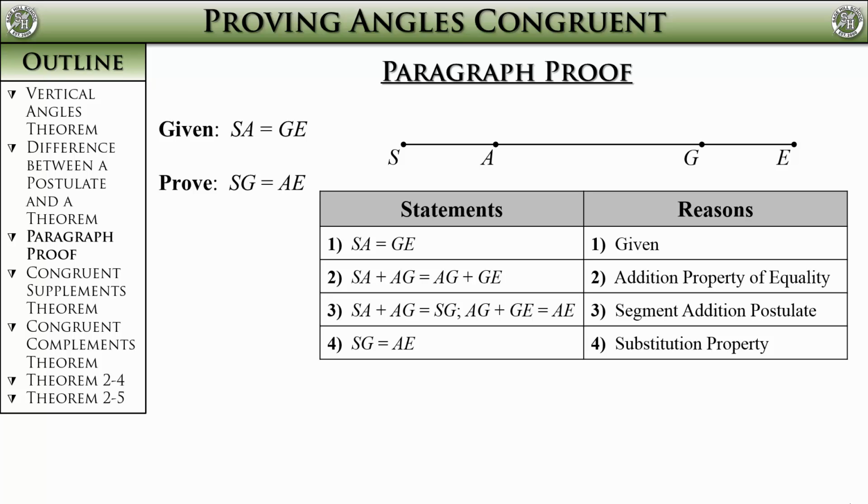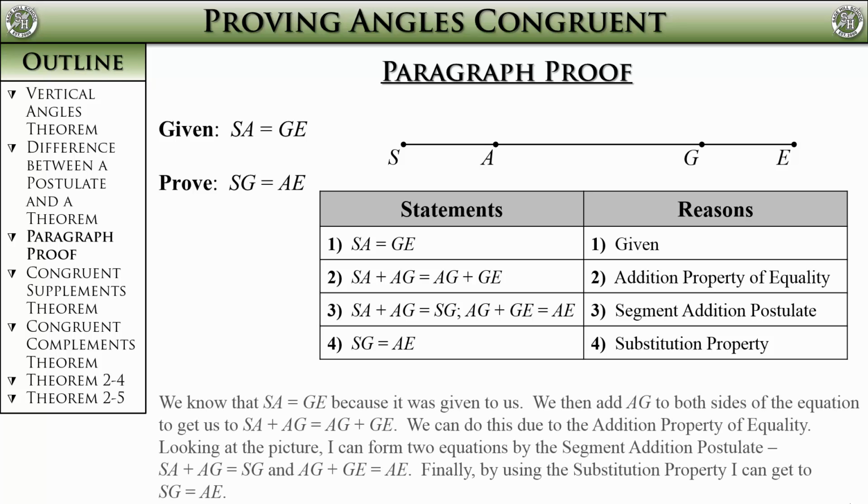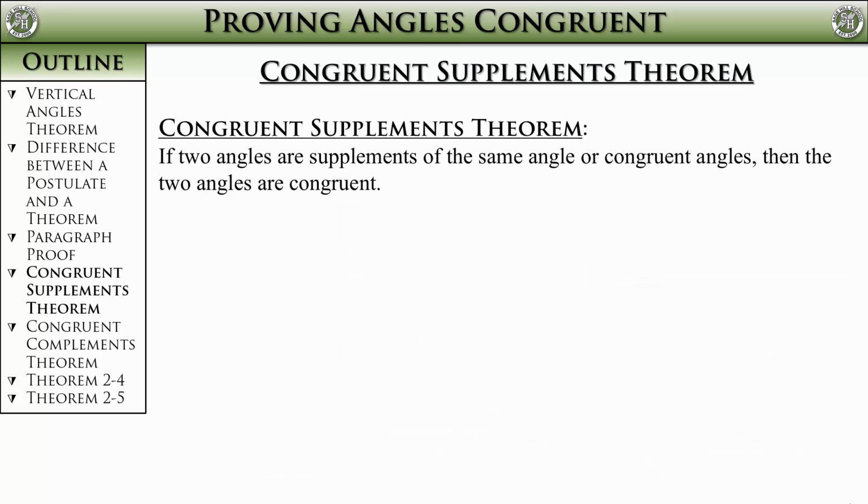Paragraph proofs are generally more common on shorter proofs. In any case, here is the equivalent paragraph proof. You can pause here and read over it if you want. We will do a couple of paragraph proofs this year, but most of the proofs that we will do will be two-column proofs. The basic idea is to talk through your proof in a paragraph instead of the more rigid and organized two-column proof. Hopefully this next theorem makes a bit of sense.